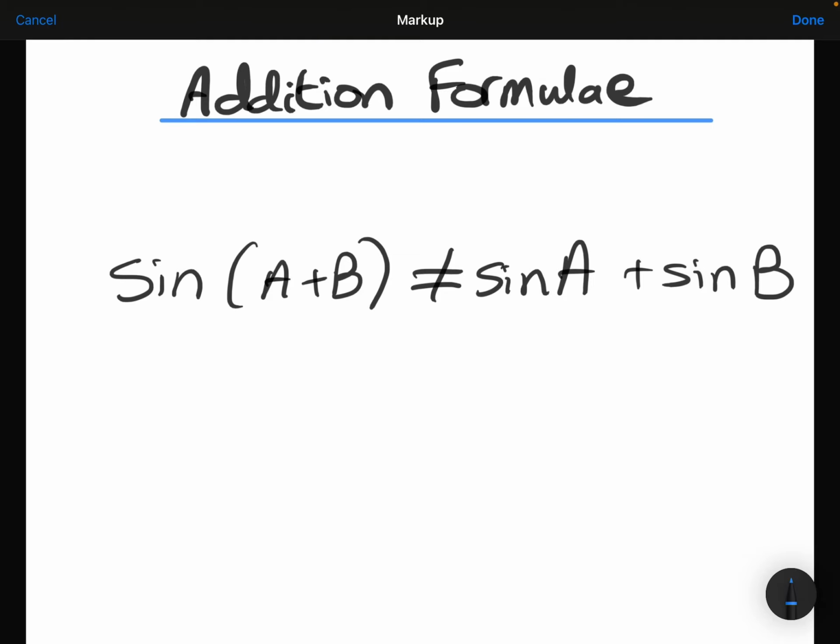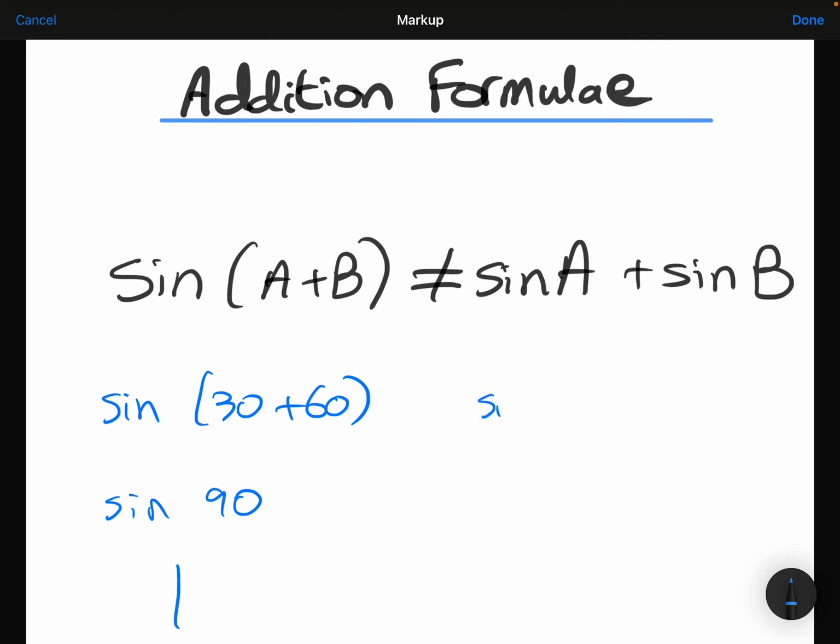The point of these formulae is that we can't expand trigonometric brackets in the most obvious simple way that you might think we can. Sine of a plus b is not the same thing as sine a plus sine b. We can prove that with a very simple example. If I said sine of 30 plus 60, now we know that 30 plus 60 is 90, and we know that sine 90 is 1.